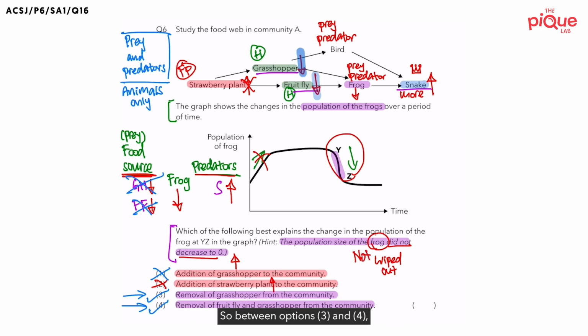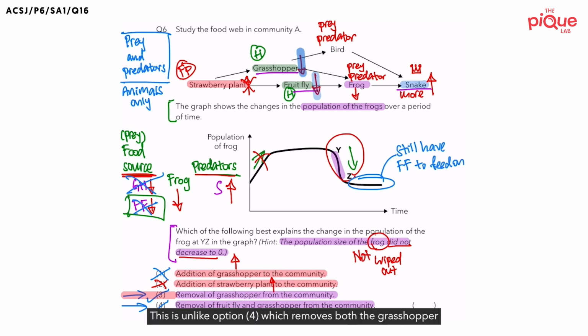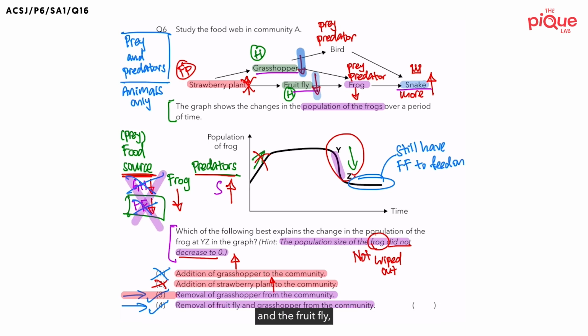So between options 3 and 4, which scenario will tell us that the frogs still have food to feed on? I would choose option 3, as even though the grasshopper is removed from the community, the frogs still have fruit flies to feed on. Not all of them will die as shown in the graph, because they still have fruit flies to feed on. This is unlike option 4, which removed both the grasshopper and the fruit fly, telling us that there will not be any more food for the frogs to feed on, causing them to be wiped out eventually. Therefore, our answer cannot be option number 4, and the correct answer will be option number 3.